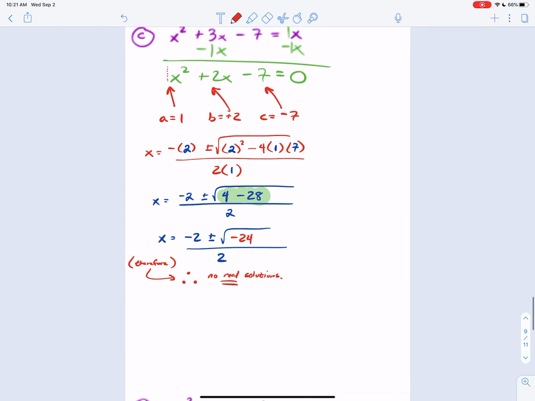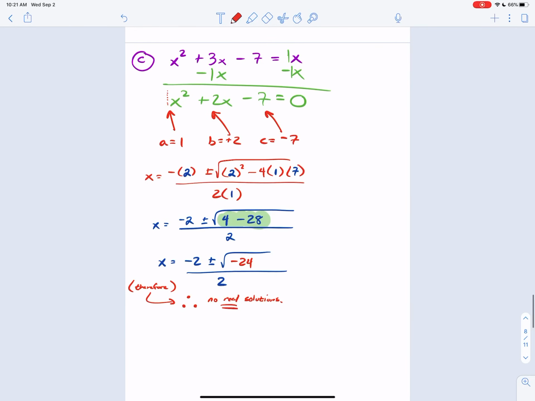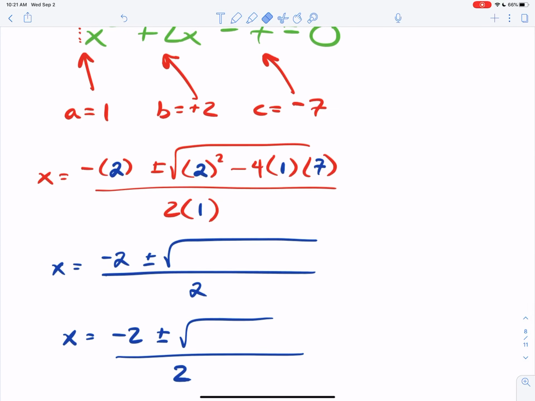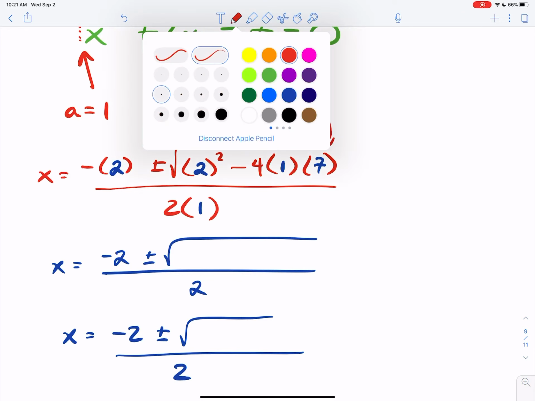Okay, here's one more. Wait, hang on. Did I miss something? Oh, I did miss something. Ah, see, even Mr. Lee makes mistakes. Here we go. I did make a mistake. And hopefully you guys caught it. C is negative 7. I put 7 in there.